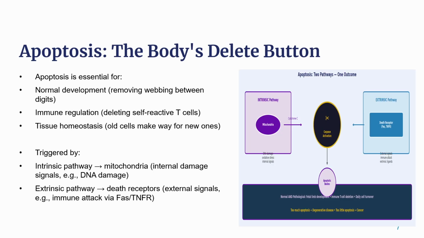Here's something about apoptosis that students often miss. It's not just about disease. It's absolutely normal and essential for life. Your fetal limb buds start as paddles, and apoptosis carves out the fingers. The immune system uses apoptosis to delete T cells that would attack the body's own tissues. Every day, billions of cells in your body and your patients' bodies are quietly deleted and replaced through apoptosis. It only becomes pathological when it's occurring in the wrong place or at the wrong rate.